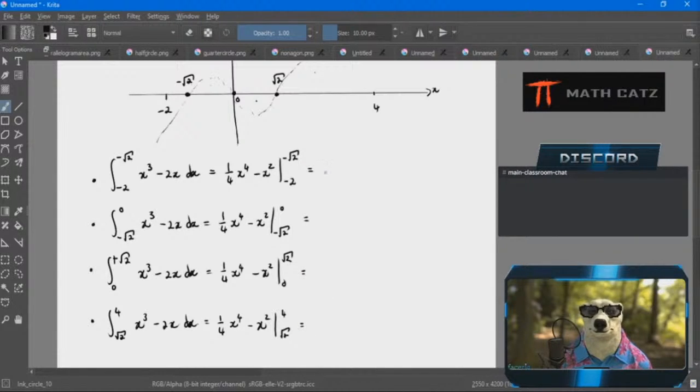So let's calculate some of these. I'll calculate a couple, and then let's suppose here we get 1, 2, 3, 4 different areas. Some of them are going to be negative, some of them are going to be positive. Let me calculate the first 2 for you in our last 3 minutes, and then you can do the rest because it's just calculator work.